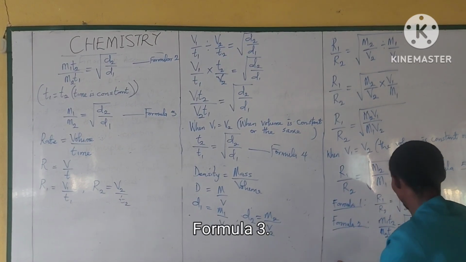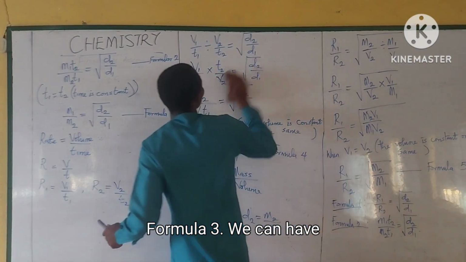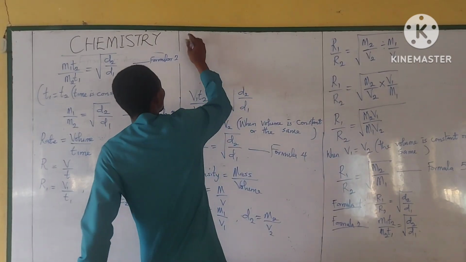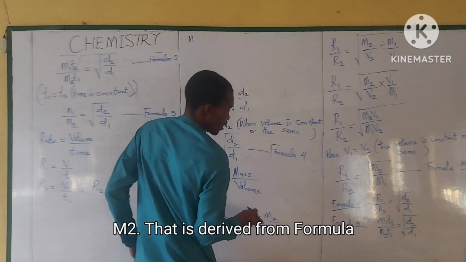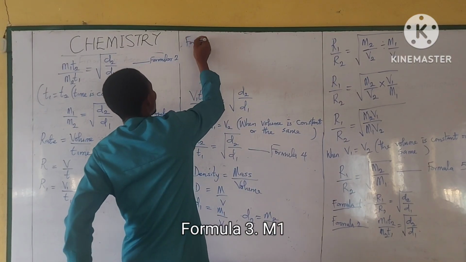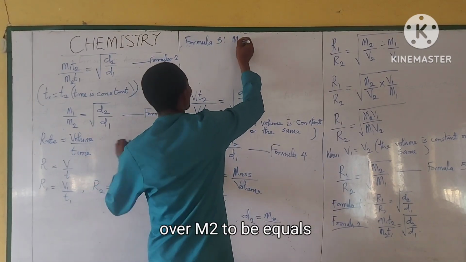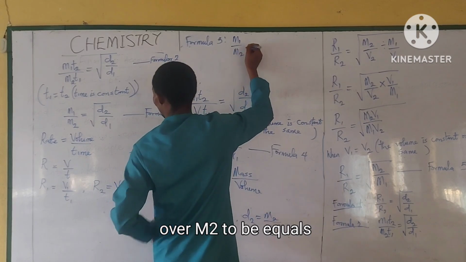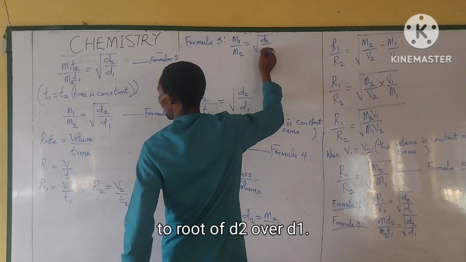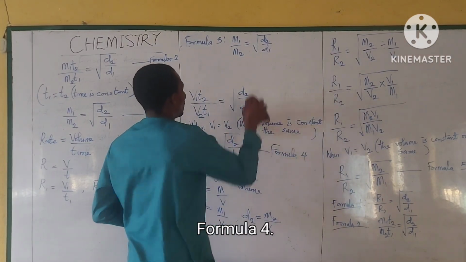Formula 3. For formula 3, you have M1 over M2 equals the root of D2 over D1, derived from formula 2. That's formula 3.